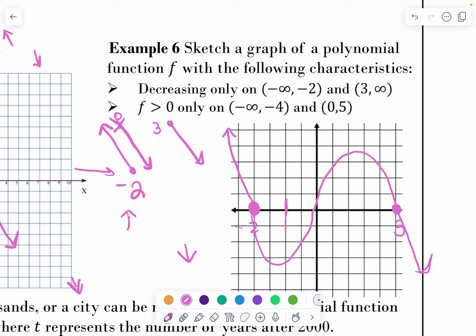Okay, again, step by step. They give us this information, they give us this information, so we know that we're okay.